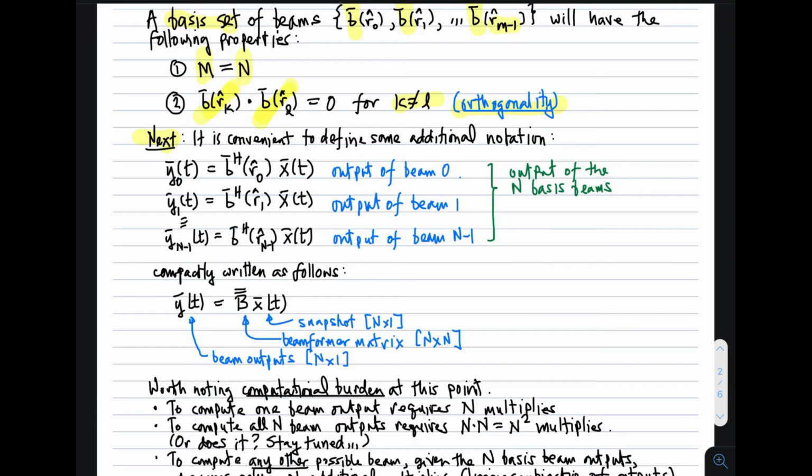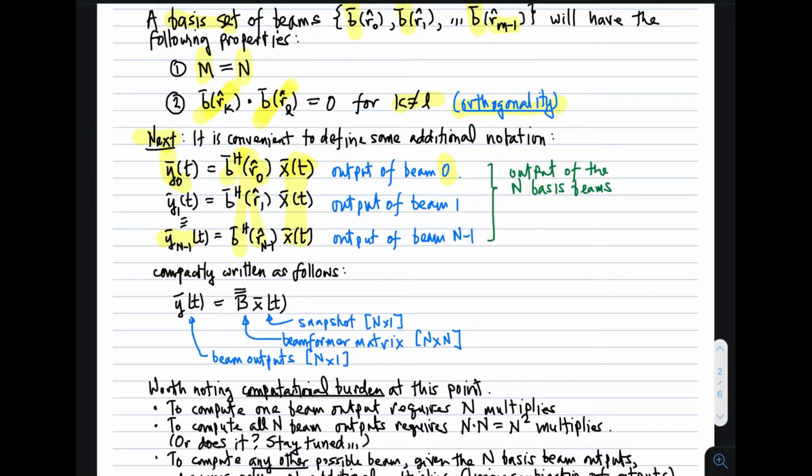Next, it's convenient to define some additional notation. Right? So we already have this idea that any given beam output is the product of the beam vector Hermitian times the snapshot vector. So for beam 0, the subscript m here is 0 for y and 0 for r hat. And we can keep doing that for the N beams in the basis set. So if we have a basis set of beams, we also have a set of N outputs that go from y sub 0 to y sub N minus 1, each pertaining to an operation on the same snapshot vector, but with different beams, namely the beams in the basis set.